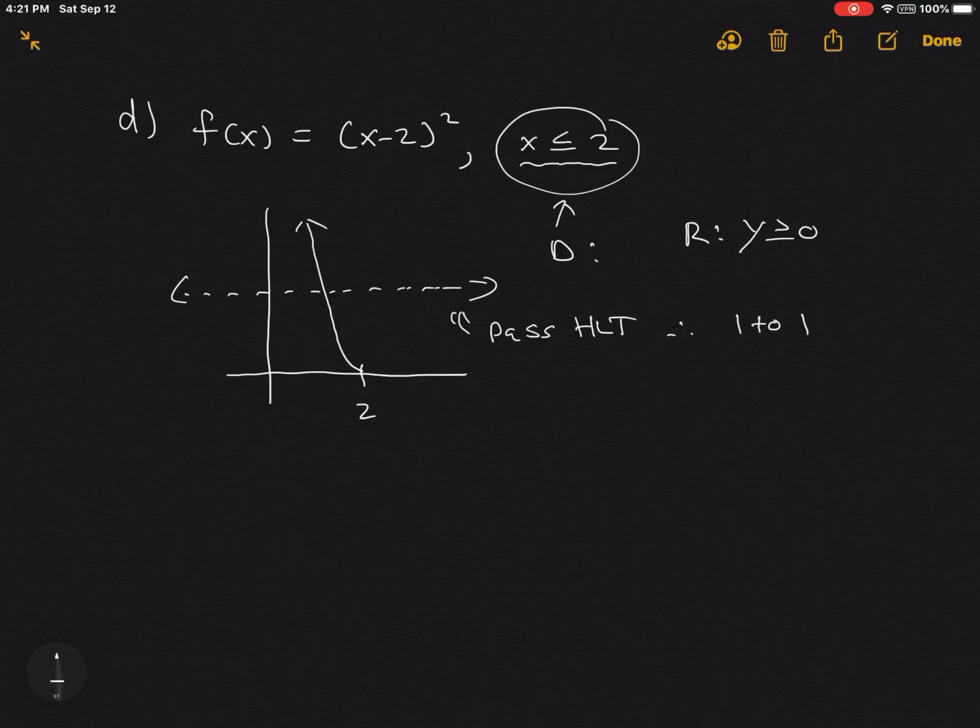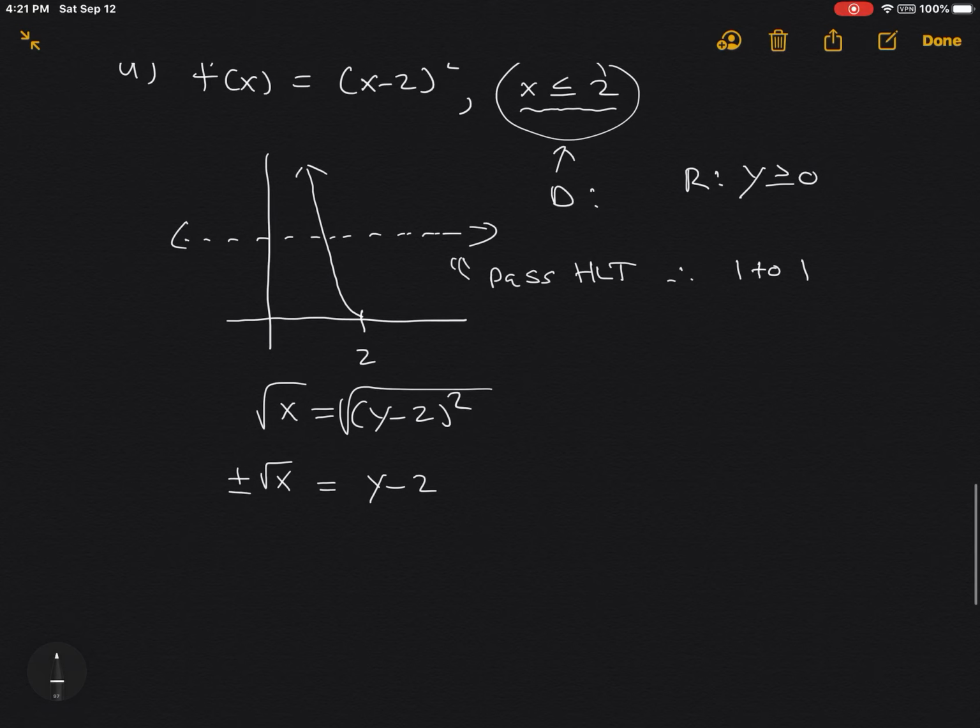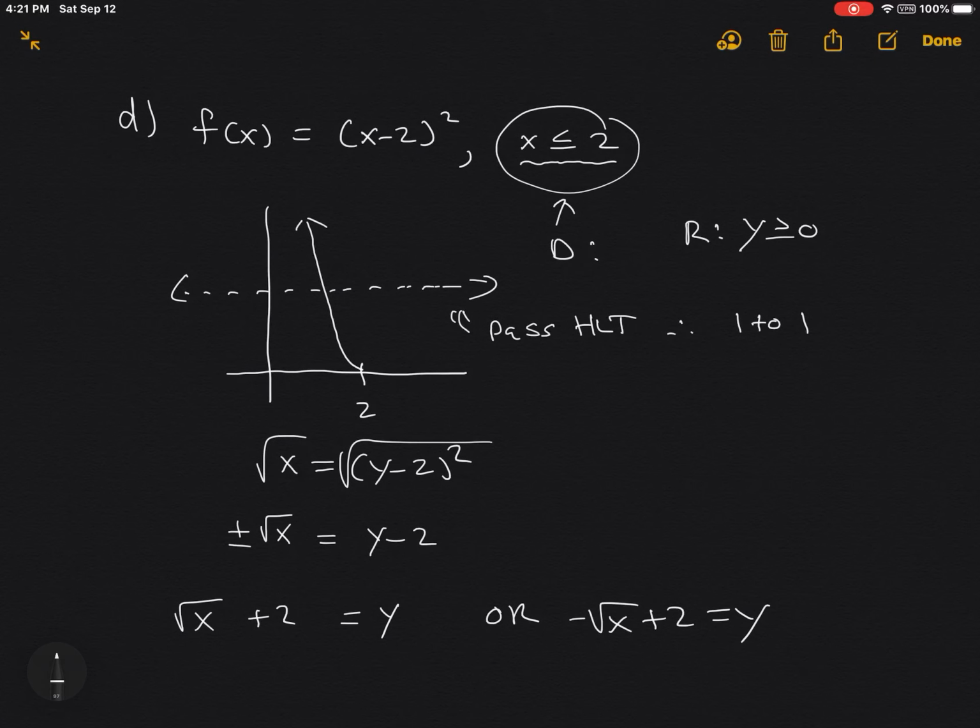Okay, so if it has an inverse, let's actually find it, right? So again, I'm going to switch the x and the y, and I need to get y by itself. So if I take the square root of both sides, you've got to be careful here. You're going to have plus root x or minus root x, and so you're going to have two equations. You're going to have root x plus 2, or you're going to have negative root x plus 2 is equal to y. And this is where we have to figure out our domain and range of the original function.